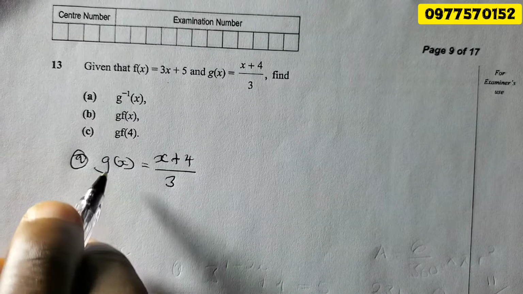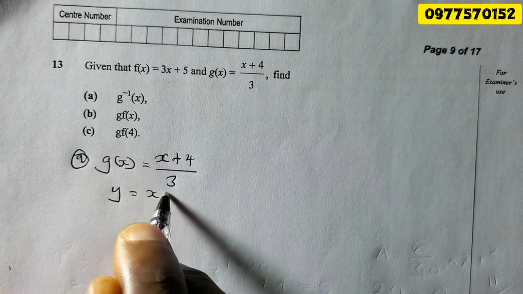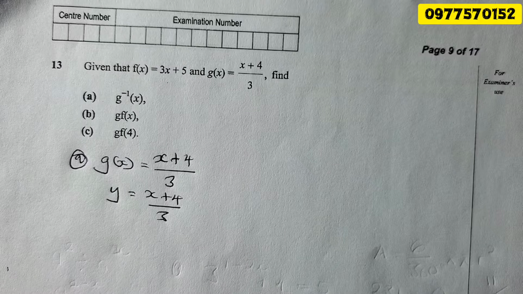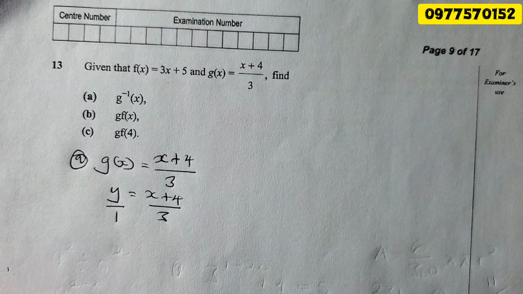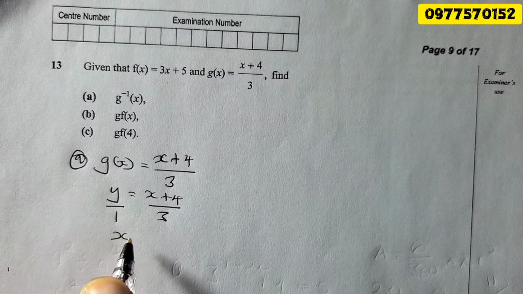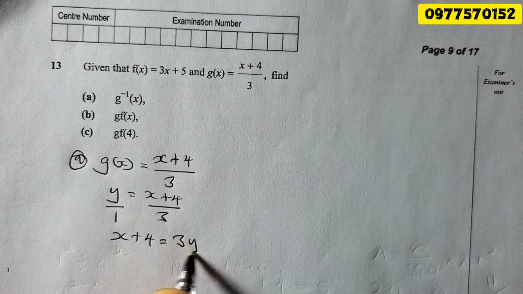Then we're going to say, the first step is to replace the function with y. So we're going to say y equals x plus 4 over 3. After replacing, make x the subject of the formula. So, like this. So we're going to cross multiply. 1 times this will be just x plus 4 equals 3 times y, 3y.